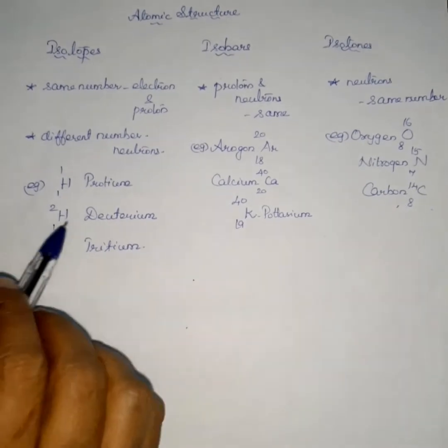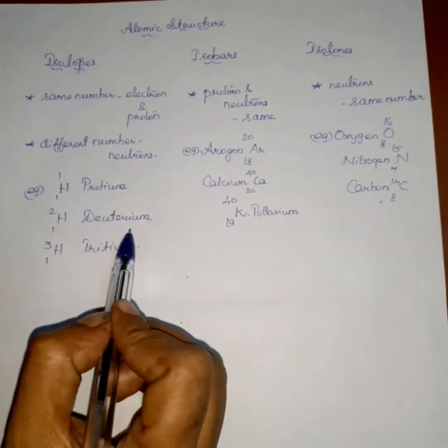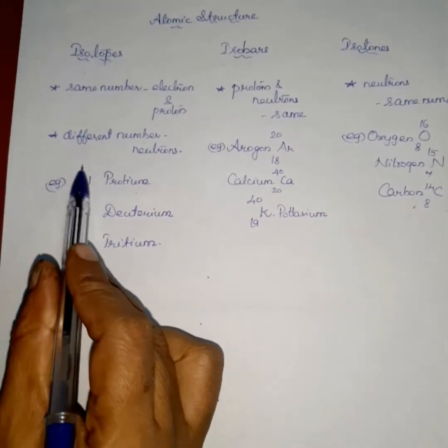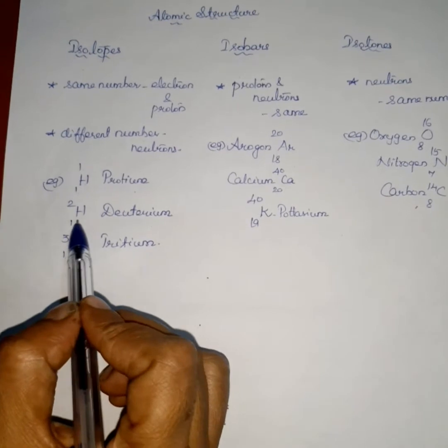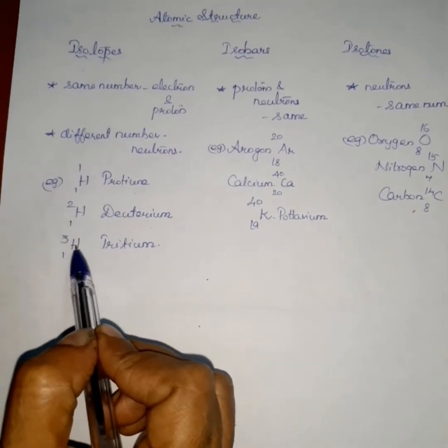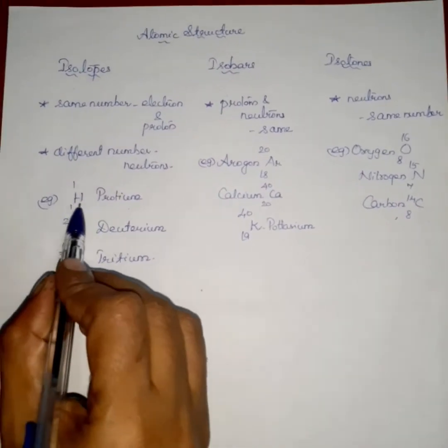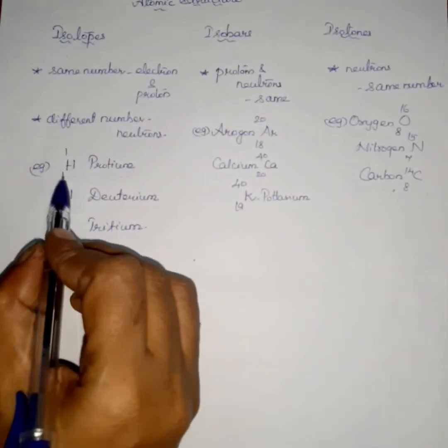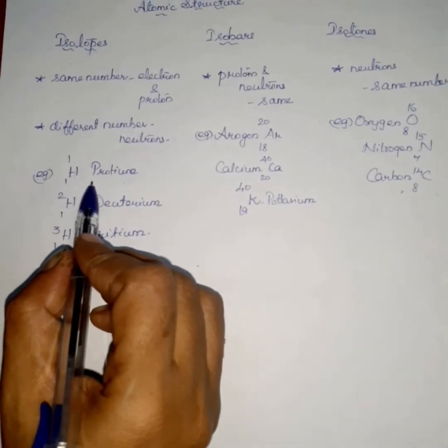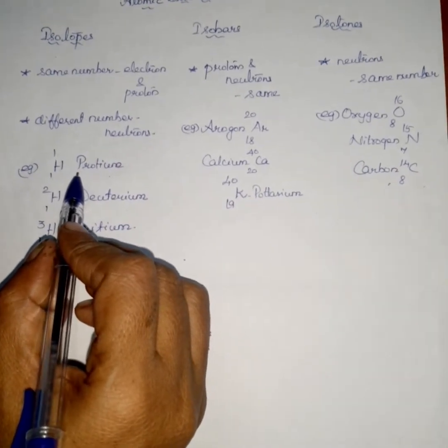First, they are protium, deuterium, tritium. Protium, H-1-1. Deuterium, H-1-2. Tritium, H-1-3. Consider protium, H-1-1. Here, how many electrons are there? Only one electron, only one proton and 0 neutron.